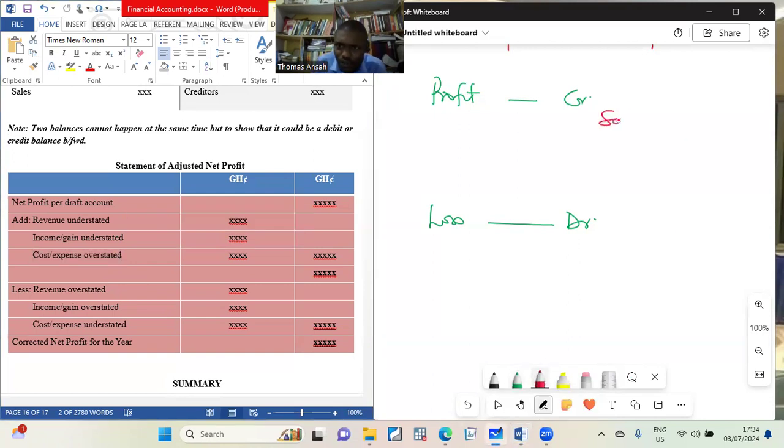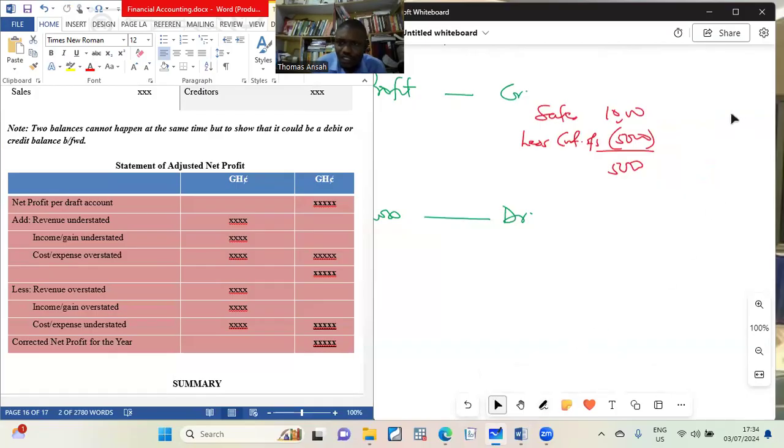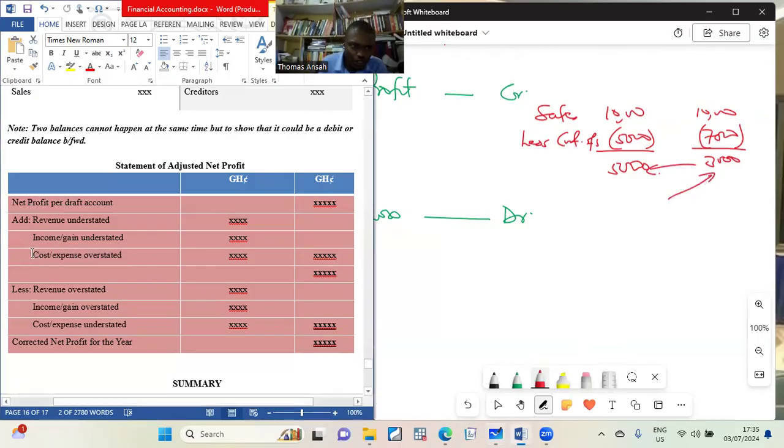If I have sales of 10,000, then I was supposed to debit cost of sales. I was supposed to deduct, let's say, 5,000. What would my profit be? Is it not 5,000? But let's say I mistakenly deducted 7,000, overstatement of the cost or the expense. What do you think will happen? It means here will be 3,000. So if I'm correcting the thing to make it look like my 5,000, I'll have to add. So that is why for expenses, we add.